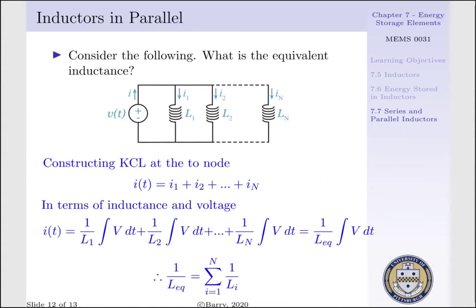1 per LEQ would be equal to the sum from i equals 1 to n of 1 per L sub i. We notice that inductors in parallel behave like resistors in parallel, and inductors in series behave like resistors in series.